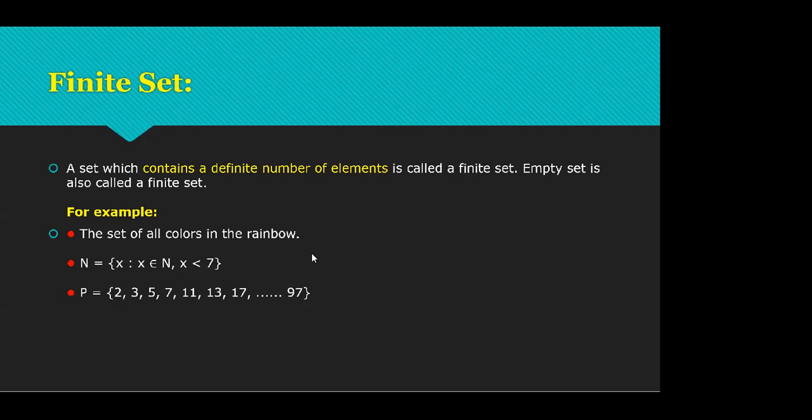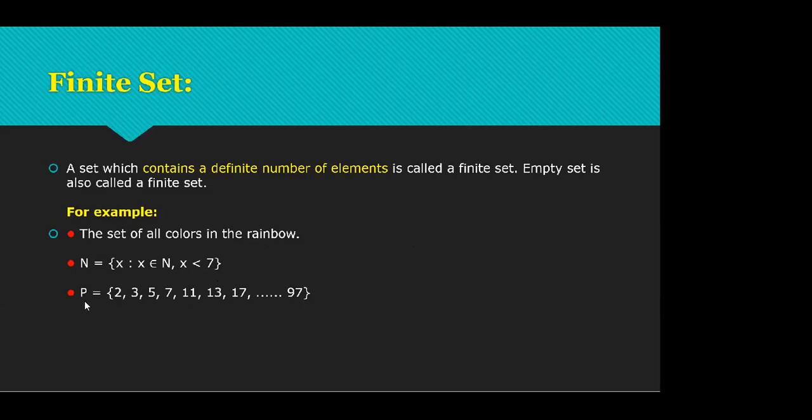Sir, 0, 1, 2, 3, 4, 5, 6, sir. Remember that natural numbers will start from 1. Whole numbers will start from 0. So for this, the elements inside this are 1, 2, 3, 4, 5, 6. Gets? Yes, sir.